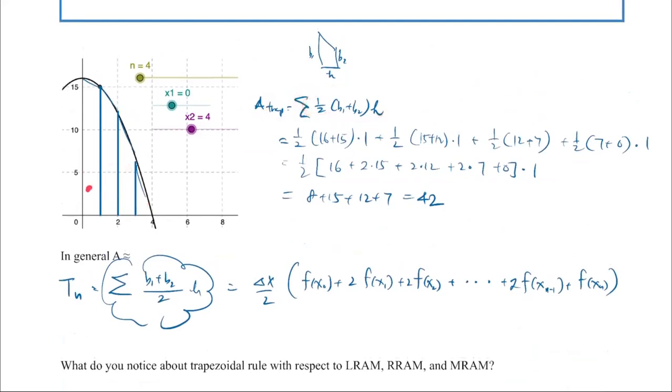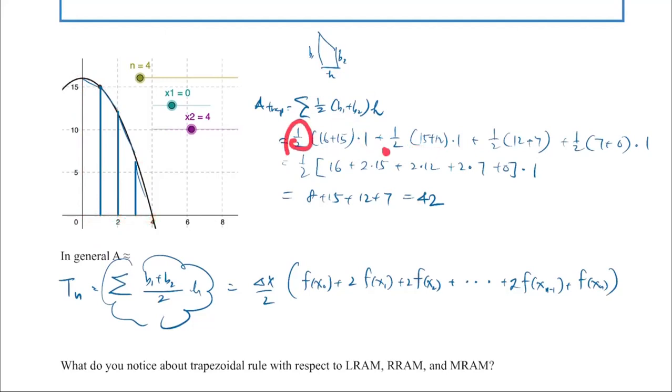So for the first one, it's 1/2. The B1, B2, the bases, are actually 2 heights, the y values, right? So the y value for this is 16, that's 15, that's 12, and that's 7. If you go ahead and do the calculations, this one over here is what? 1/2 times 16 plus 15 times the width. So that change in x is 1. It's kind of convenient, isn't it? And for this one it's 15 and 12. For this one it's 12 and 7. And for this one it's 7 and 0.